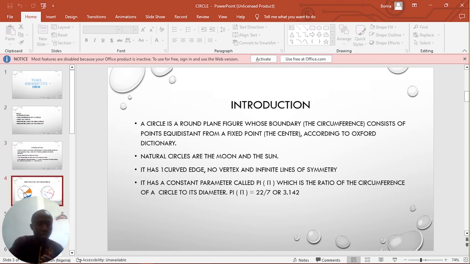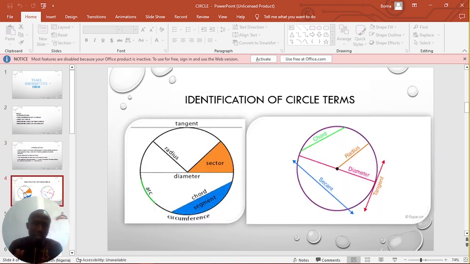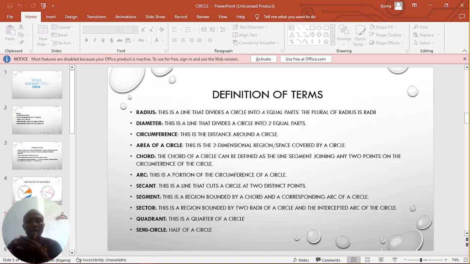We move to the next slide. Now, identification of circle terms. First, we have what we call the tangent, the radius, the sector of the circle, the diameter, the arc, the chord, the segment, and the circumference. So these are terms we are going to define in the next slide. So I'm moving straight to the next slide, where we are going to define some of these terms.